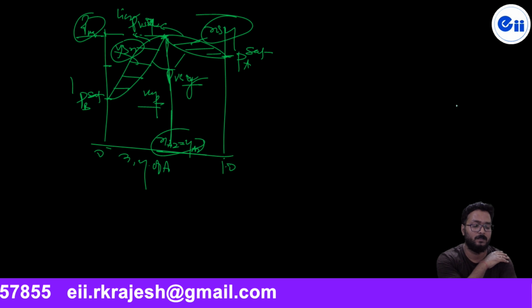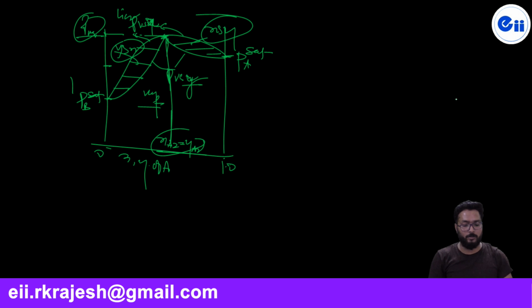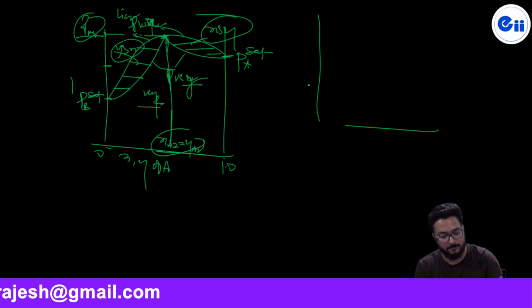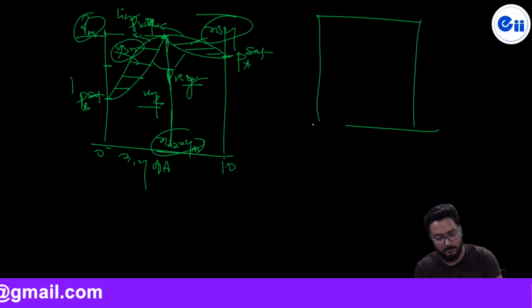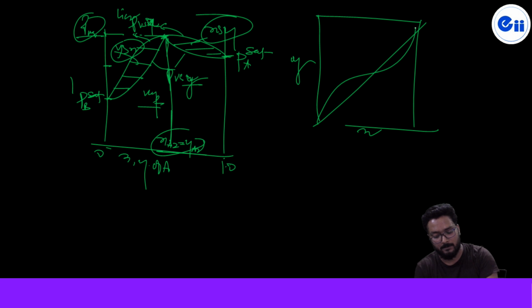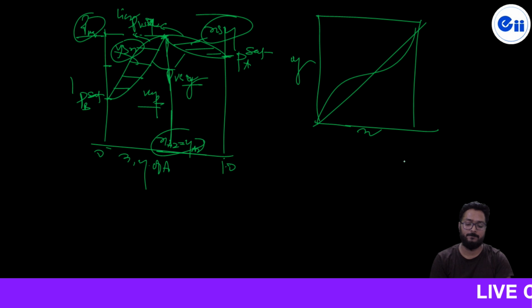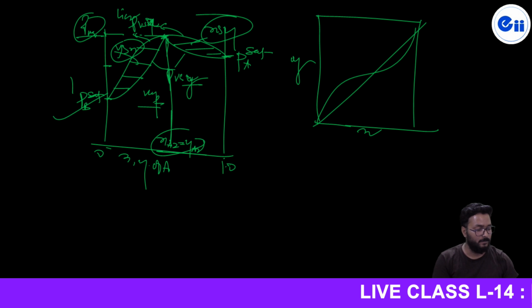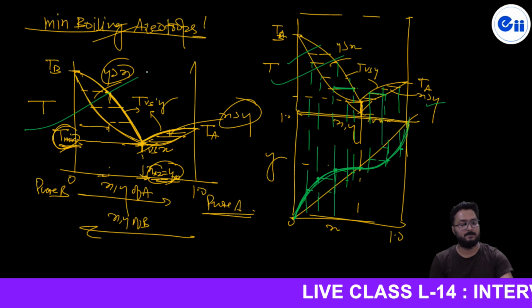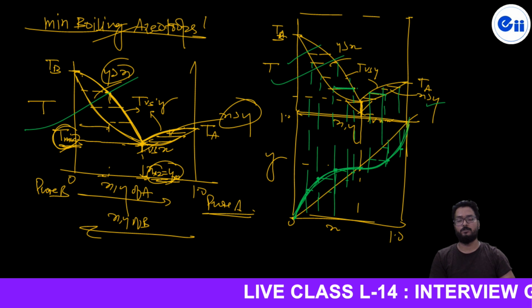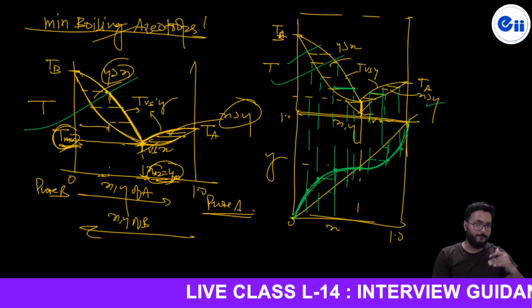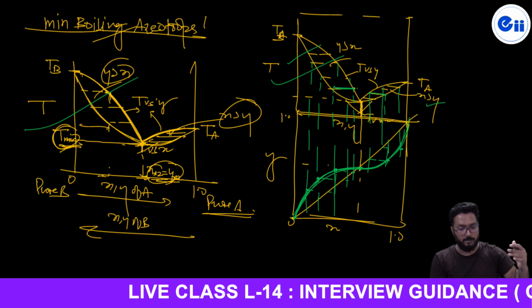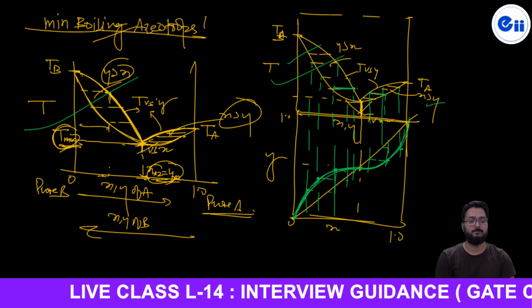The three curves are there. Let me recall the three curves. One is called the xy equilibrium curve, that is like that. It is for which condition? Minimum boiling azeotrope. It is your P versus xy, and that is your T versus xy. It is for the minimum boiling azeotrope, which results from the positive deviation from ideality.